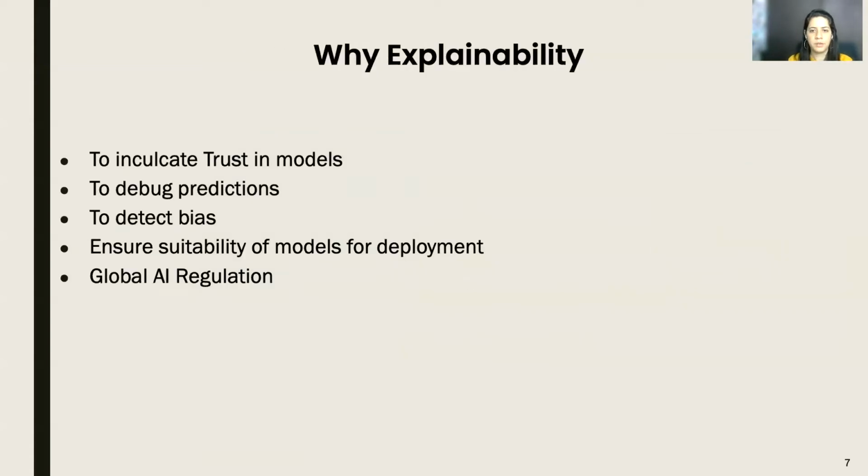And so if we were to put all of these in bullet points, we can say that we need explainability in machine learning to inculcate trust in models, to debug predictions so that we can go back and correct things, to detect unwarranted bias like we saw in these examples, to ensure suitability of models for deployment. I mean, who would want to put a biased model or an incorrect model out there in the real world? And then finally, there's global AI regulation. There's regulation which expects you to get correct results and not biased results in any way.